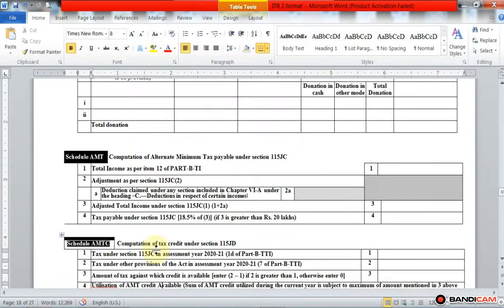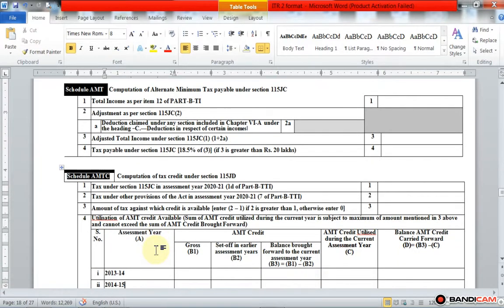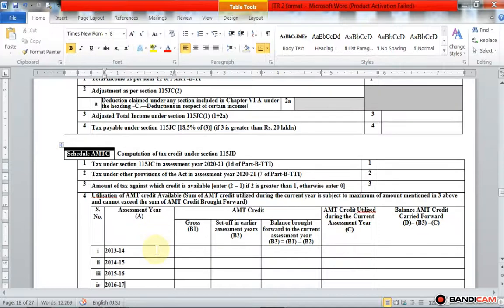Then schedule AMT, it means alternative minimum tax payable under section 115JC. We already studied this while computing the taxation of companies. We already studied the MAT provision in computation of total taxable income of the company. So here we have to fill the information relating to the MAT provision.